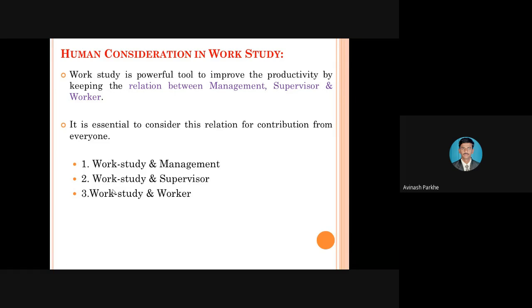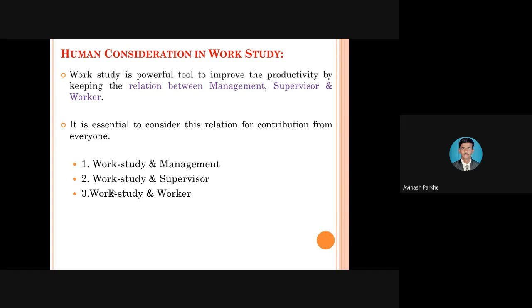Because the concept of work study is not possible to implement in the industry without the presence of management, supervisors and the workers. Whatever modifications we are doing in the existing process can take place through supervisors or the workers. Whatever new method or new product we are developing also does not take place without supervisors and the workers. Therefore, the role of the supervisors and the workers is very important, and to maintain them in the effective manner, the management plays a very important role.